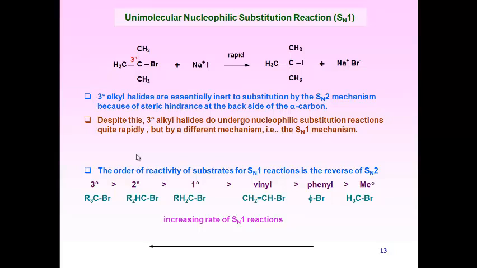Despite this, tertiary alkyl halides do undergo nucleophilic substitution reactions quite rapidly, but by a different mechanism called the SN1 mechanism. So, the order of reactivity of the substrate for the SN1 reaction is the reverse of SN2. That is, tertiary alkyl halides undergo SN1 reaction faster than secondary alkyl halides, than primary alkyl halides, than vinyl, than phenyl, and than methyl halide.